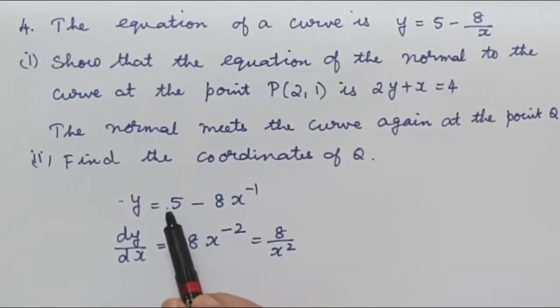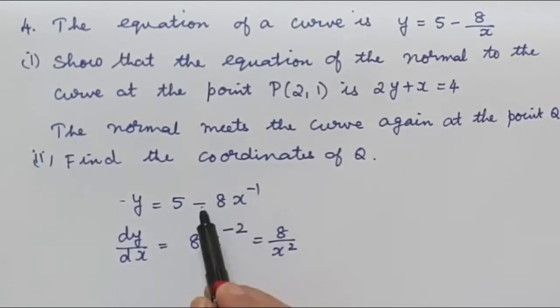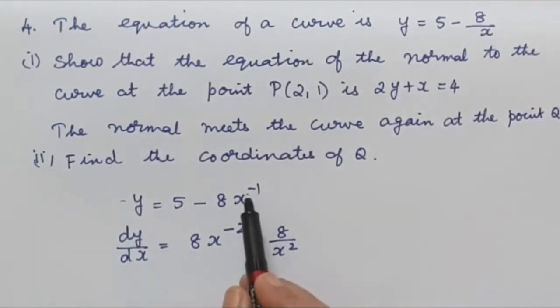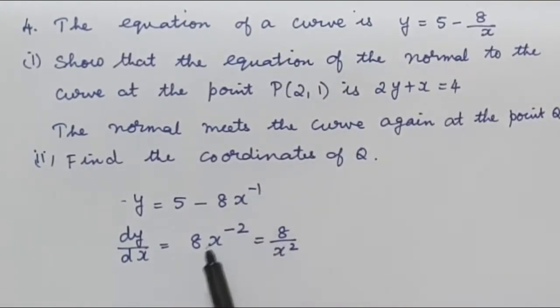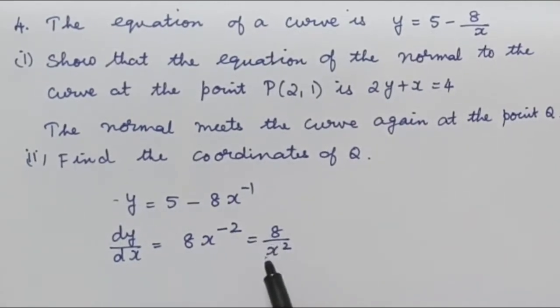When we differentiate it, the 5 is 0, since a constant differentiates to 0. This one is 8 and there is a negative sign, so when you multiply it becomes a positive sign. And to the power of minus 1, so it becomes 8x to the power of minus 2. So it will become 8 over x squared.